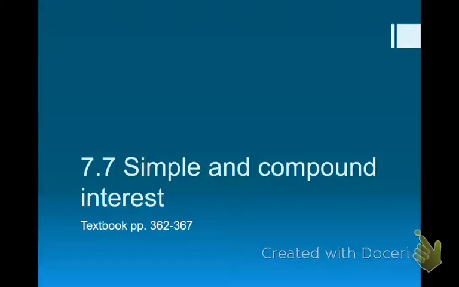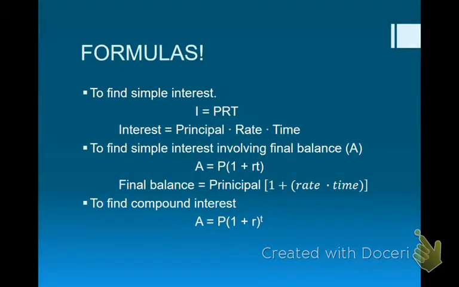All right, today we're in section 7.7, simple and compound interest. There are three formulas you need to know in this section. The first one is simple interest, involving just interest, principal, rate, and time. The second one is simple interest when it involves finding the final balance, which we know is our A value. A stands for the final balance.